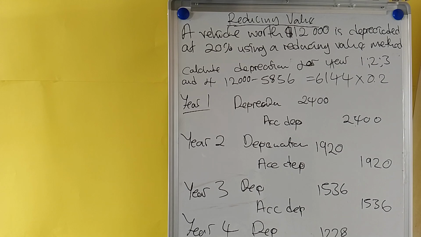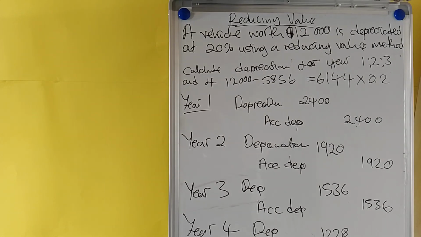Now we have seen how depreciation is calculated using the reducing value method from year 1 to year 4. Now we need to check what will happen in year 5. Usually motor vehicles are depreciated over 5 years, their lifespan being regarded as 5 years. Let's see what happens to year 5 depreciation using the reducing value method.